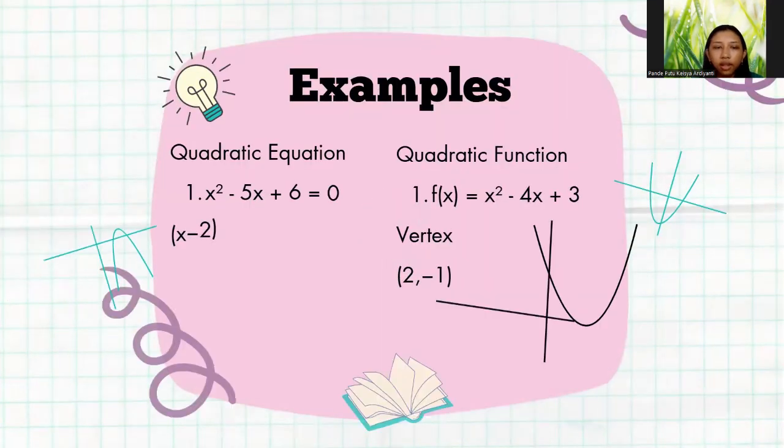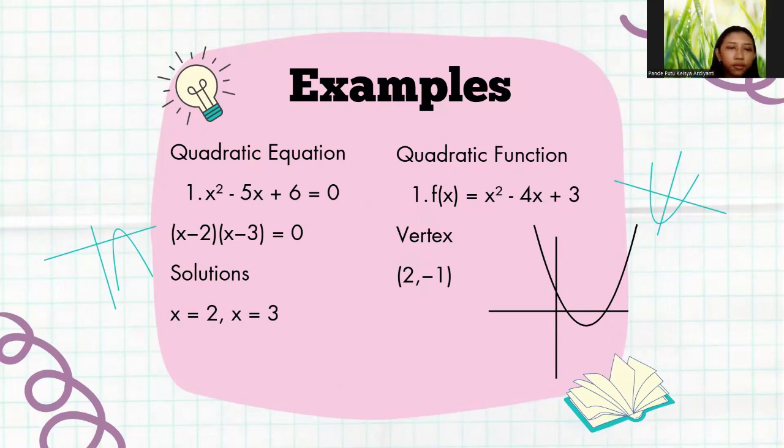Okay, now let's look at the first example. Consider the quadratic equation x² − 5x + 6 = 0. This equation can be factored into (x − 2)(x − 3) = 0. Therefore, the solutions are x = 2 and x = 3.